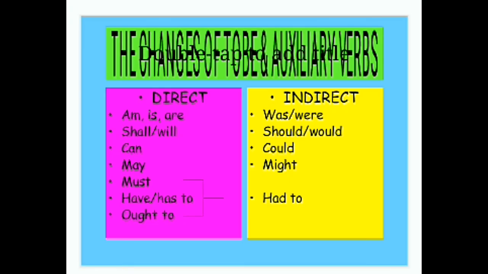First, we have to notice that the be-verbs or auxiliary verbs change. In direct speech we use am, is, are, and we change them to indirect using was or were. Shall or will change into should or would. Can will change to could, and may to might. Must, have, has to, or have to will change to had to. So these are the auxiliary verbs that change from direct to indirect.